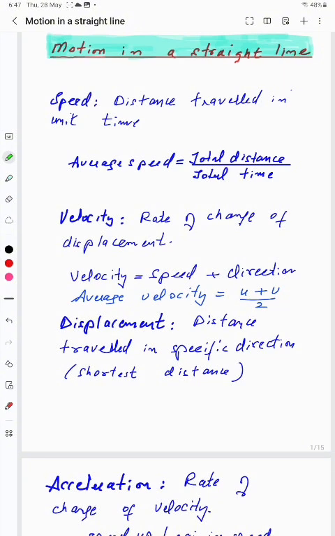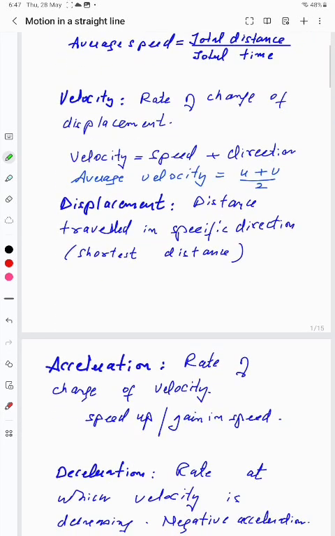There is a formula for average velocity, u plus v over 2. U stands for initial velocity, v for final velocity, divided by 2. Displacement is distance traveled in a specific direction, or you can say it is the shortest distance.